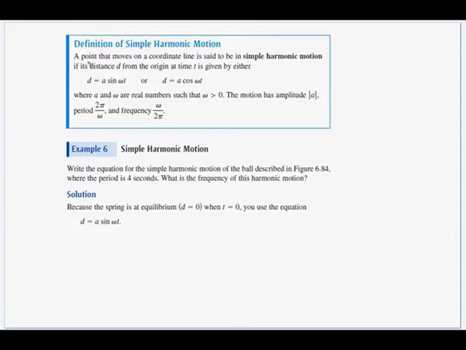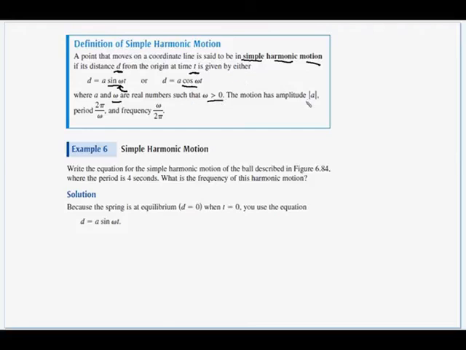So here's our definition. A point that moves on a coordinate line is said to be in simple harmonic motion if its distance d from the origin at time t is given by either a sine or a cosine wave. That is, distance equals a times the sine of omega times t, or d equals a times the cosine of omega times t, where a and omega are real numbers and omega is positive.